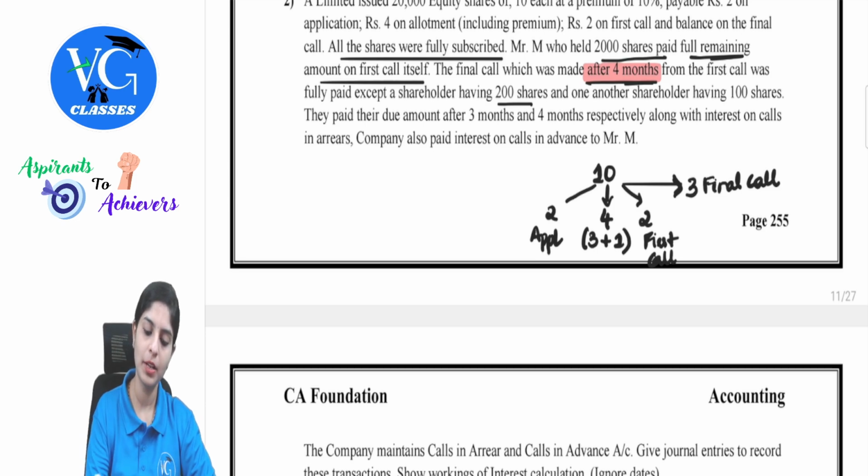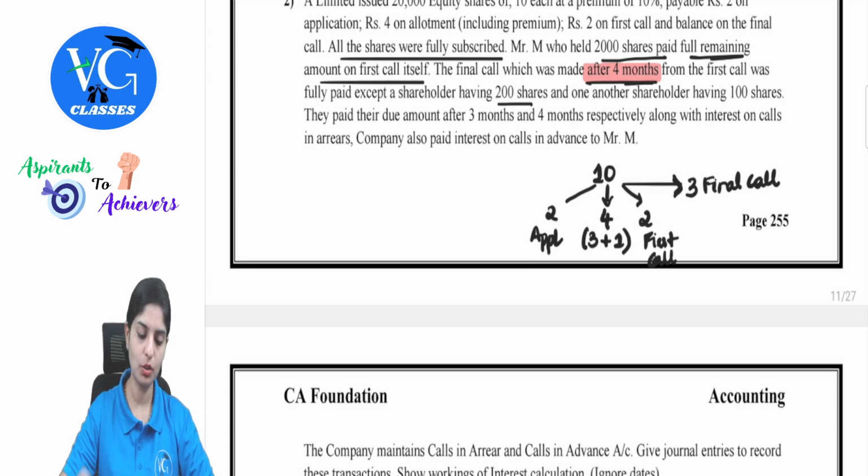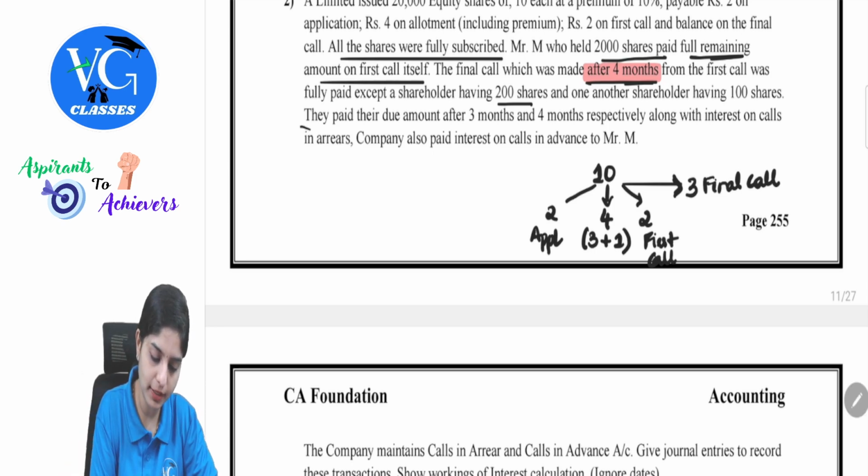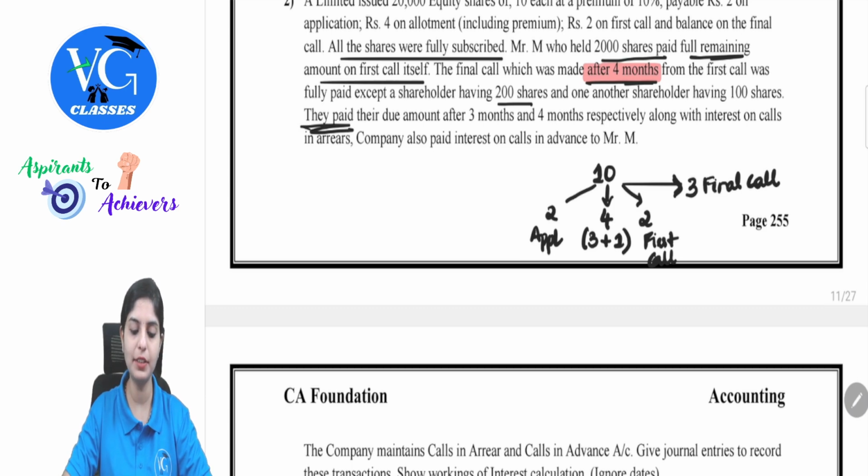Yes, see here. The final call, which was made after 4 months from the first call, was fully paid except for a shareholder having 200 shares and one shareholder having 100 shares. They paid their due amount after 3 months and 4 months respectively, along with interest on calls in arrears. The company also paid interest on calls in advance to M.